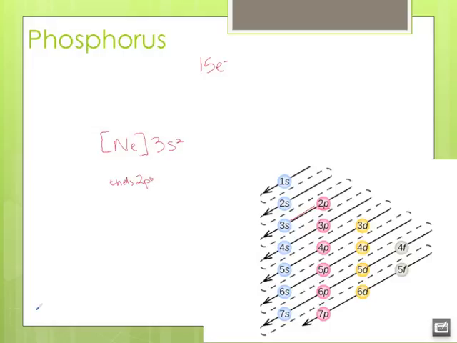So I've still got 3 left. I follow my arrow around. And I have 3 electrons left, so it's going to be 3p3. So that's my noble gas configuration.